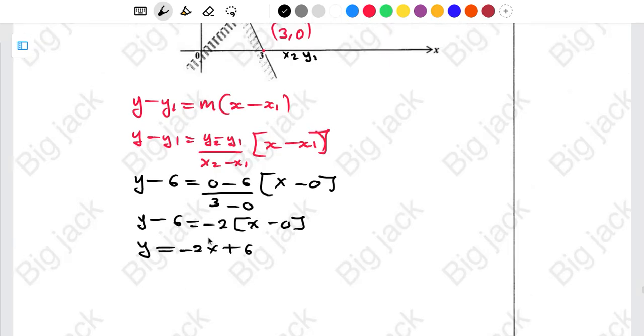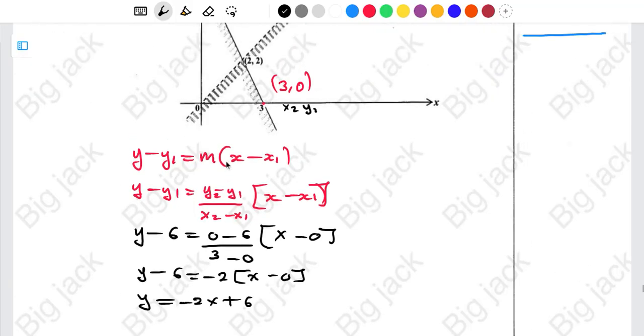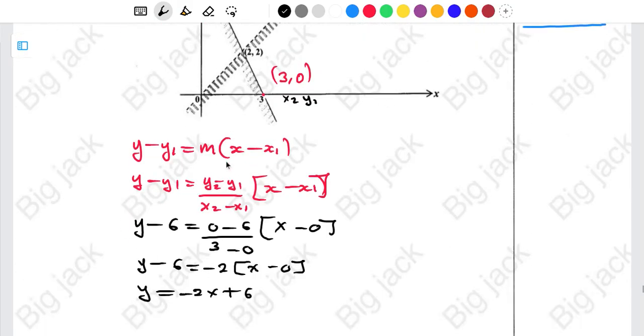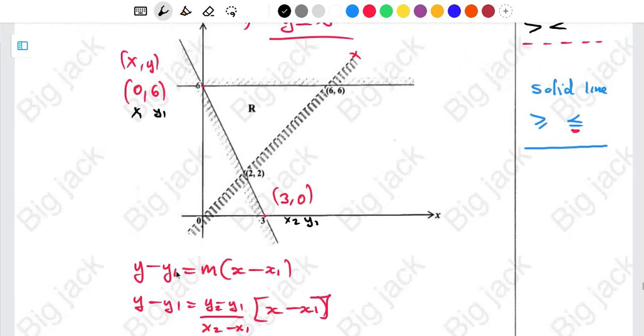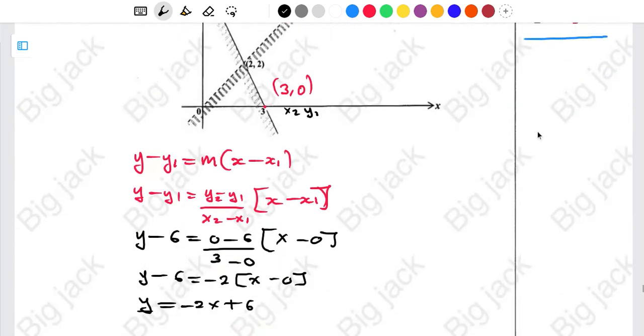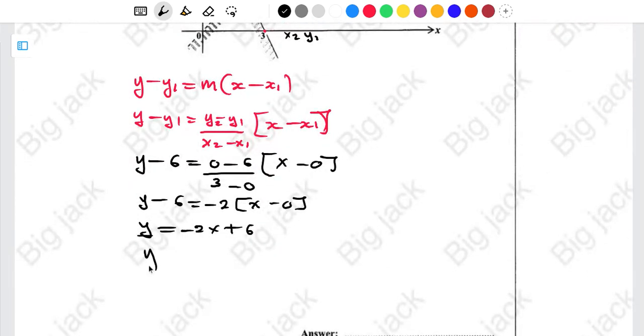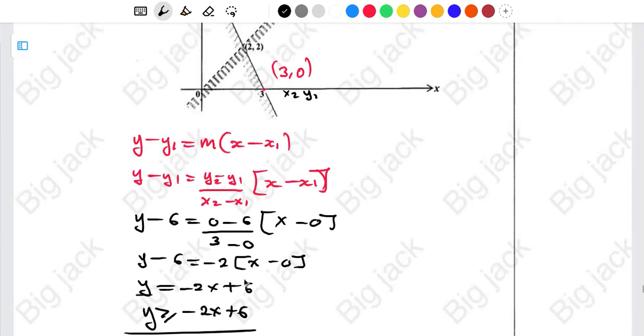Now remember, this is an equation, but we want to find the inequality, and this inequality is defined by y. Remember, the part which is shaded is this one, but the part which is not shaded is greater than, and this one is solid, so we are going to use greater than or equal to. So you can say y is greater than or equal to negative 2x plus 6. So this is our second inequality.